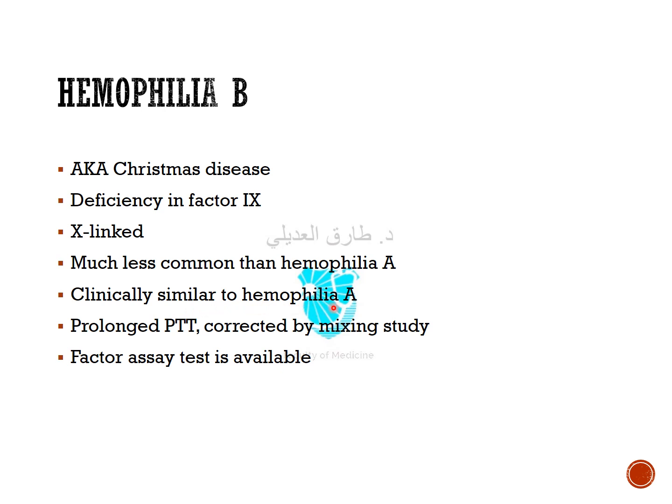If the deficiency is mild, then the patient will have excessive bleeding after major trauma. When it is severely deficient, then the patient might have life-threatening bleeding. Again, the patient will have prolonged PTT corrected by mixing study, and to differentiate it from hemophilia A, we do a factor assay test.